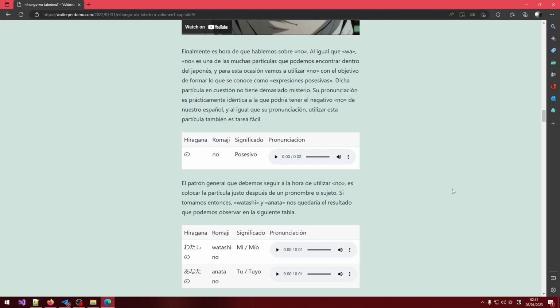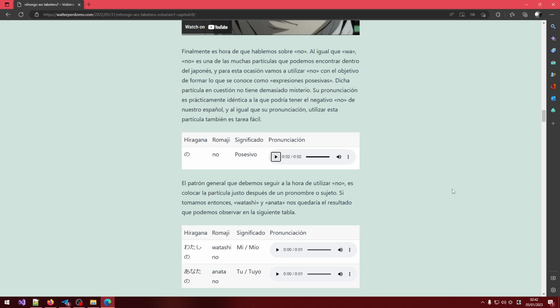Okay, and here is the key topic of this article, the particle no. I said the particle no. の. It's no, not "you do not say no." It's no.